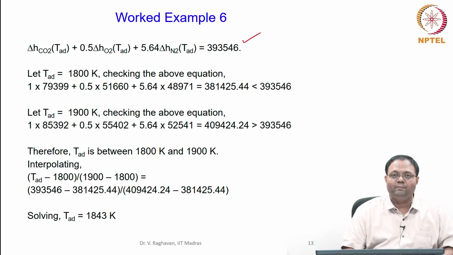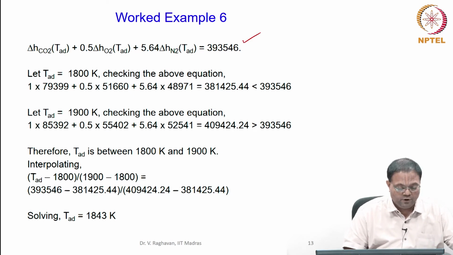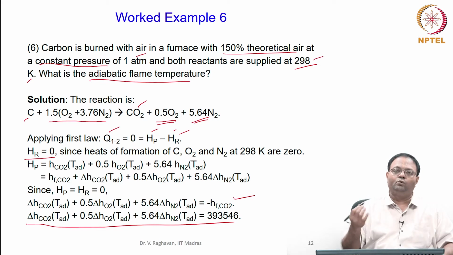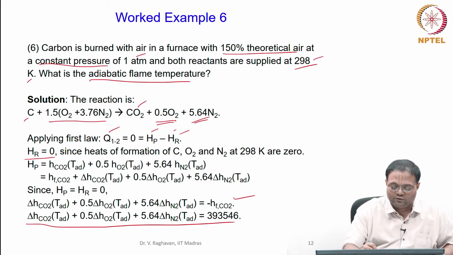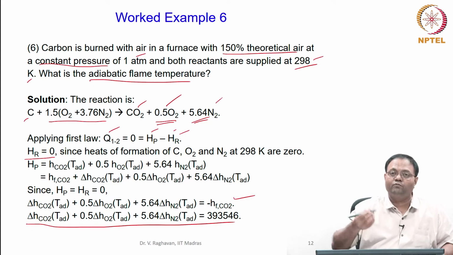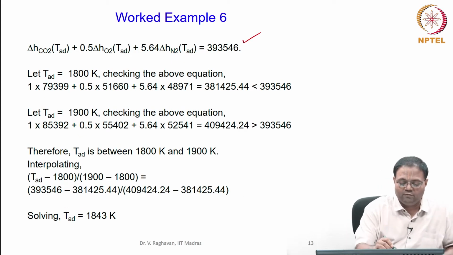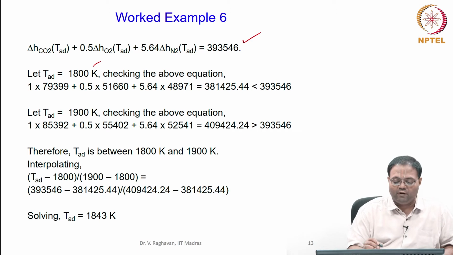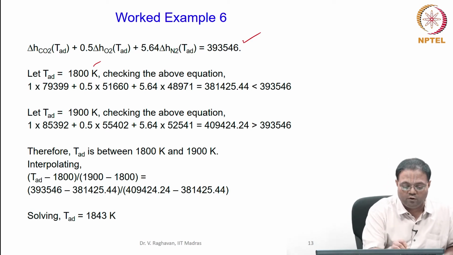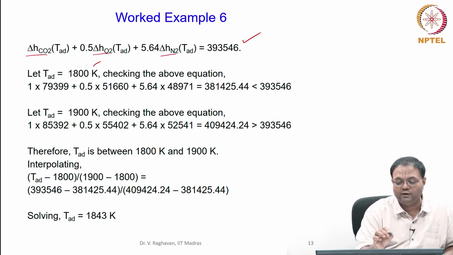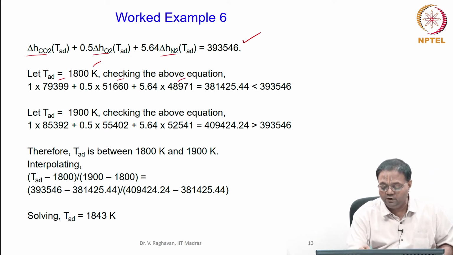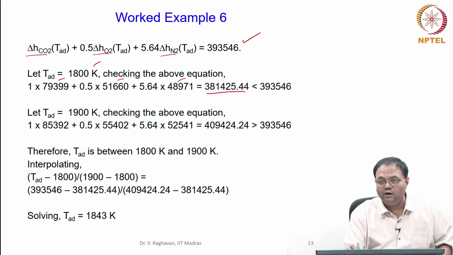So let us assume the adiabatic temperature to be 1800. Why I am assuming a lower temperature is because it is 150% theoretical air. When you put more air, there is excess oxygen and more N2, so this is going to reduce the temperature. I initially take 1800, go to the tables and get the values of delta HCO2, delta HO2 and delta HN2 at 1800, which are these three. Substituting, I see that the left hand side is now lesser than the right hand side.